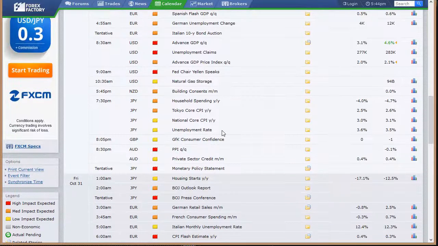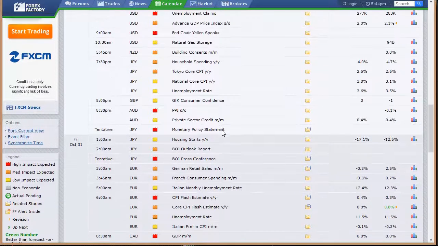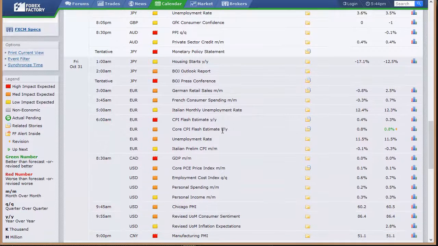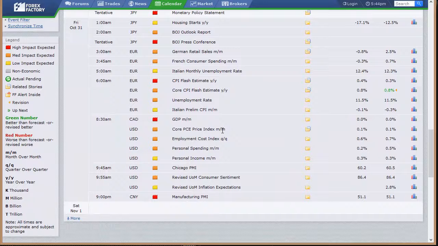Got the weekly unemployment claims data. Fed Chair Yellen is speaking. Natty Gas, building consents that night out of New Zealand. And then Japan, we've got the household spending CPI data out of Tokyo and all of Japan, along with their unemployment rate. That's a big data dump at 7:30 p.m. Eastern Time out of Japan on Thursday. PPI out of Australia, monetary policy statement from the last Bank of Japan announcement.